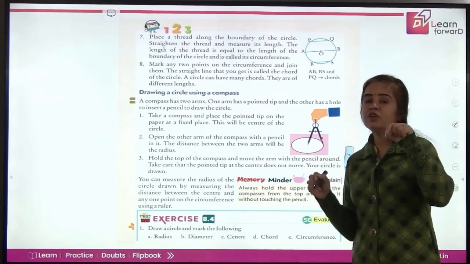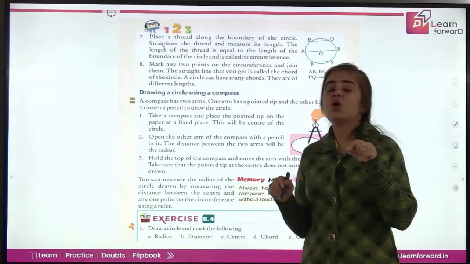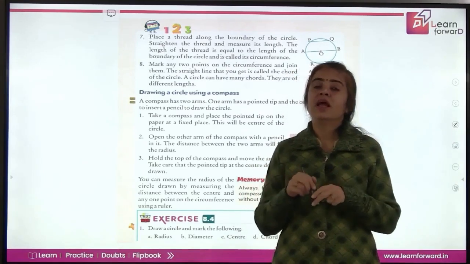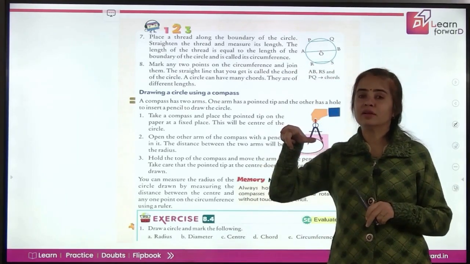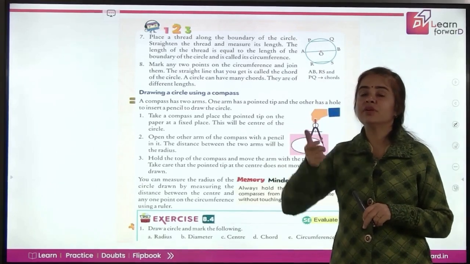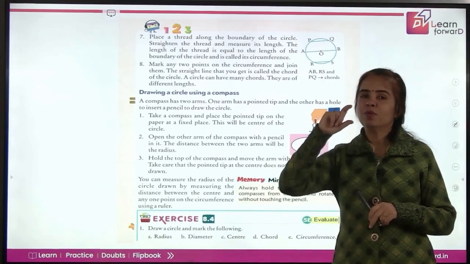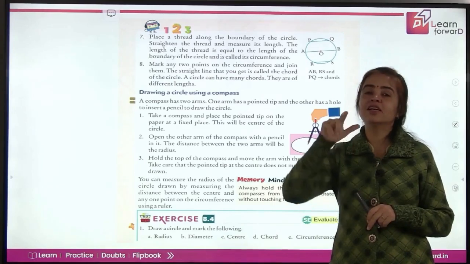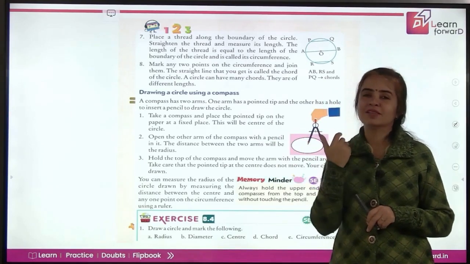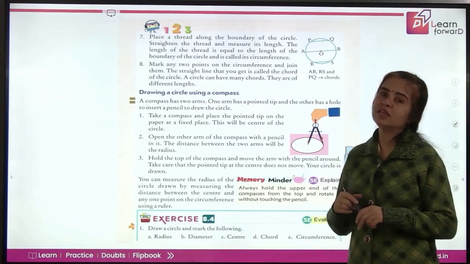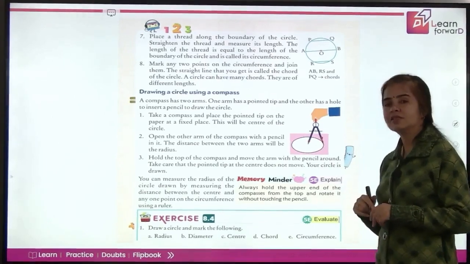Now the point where you fixed the pin is called the center of the circle, and how much you opened your compass, that gives you the radius of your circle. So if you open it smaller, you will get a small circle. If you open it bigger, you will get a bigger circle. That depends on the radius you have taken for your circle.